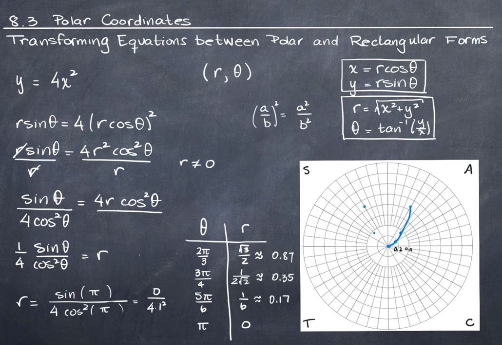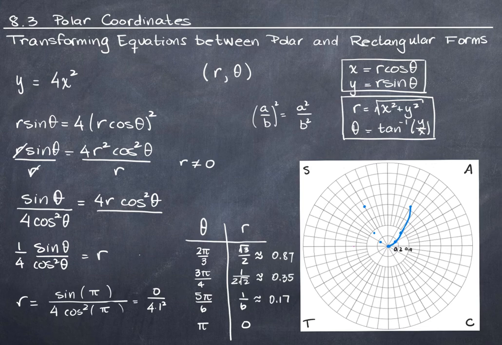The next one is 5 pi over 6, 0.17. We're going to call that just shy of 0.2. So I'm going to go over to 6 pi over 6, go back 1 pi over 6. That puts me on this line. And I'm going to go out from here just under 0.2. That means that point's right about there.